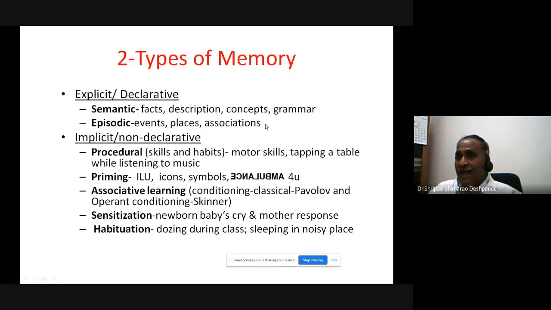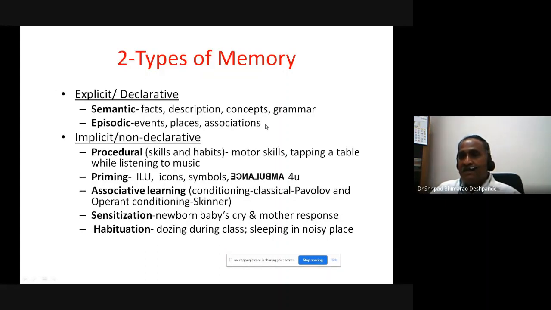Then the habits. In the habits I mentioned tapping a table while listening to music, because we are automatically associated with that. Or what happens when you start listening to music or a particular event, you start tapping your legs. So on, we have certain habits developed along with each of them. So that is the habits. I have just given two examples.